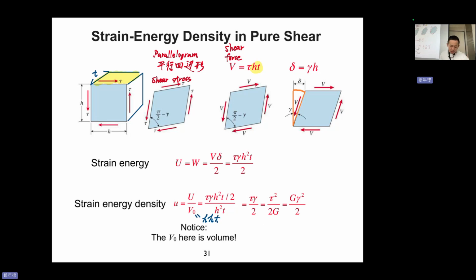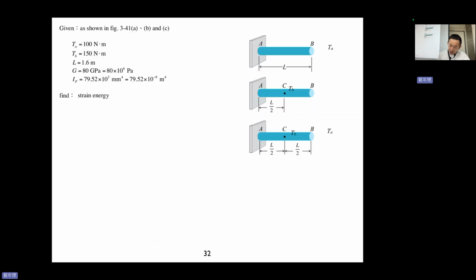Okay, 4 minutes. Let's get into the next example. The next example is easy, and you will see it's very similar to chapter 2. You have 3 cases. The first one is TA. The other changes to TB. And the third is TB and TA together. Then I believe you know the purpose of the example.